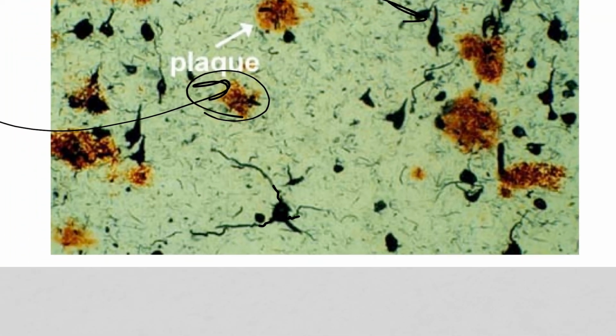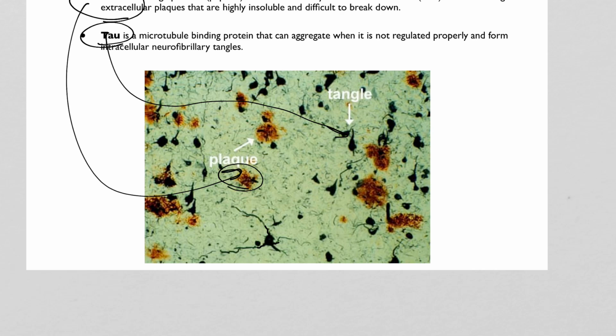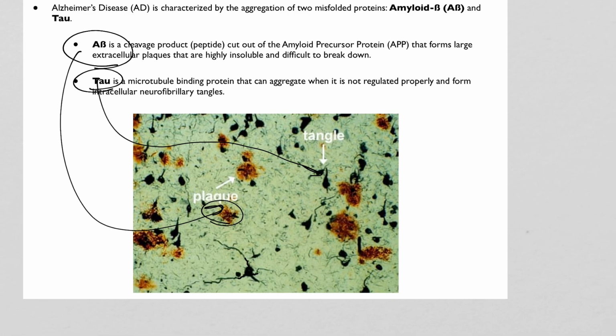But the tangles, if you zoom in close enough and maybe connect a few dots that are missing because of the plane of the cut, they look like neurons. And the reason for that is tau is intracellular. It builds up inside of neurons. And then eventually the tangle is really just the hollowed out skeleton of that dead neuron that was filled with an overabundance of tau, right?